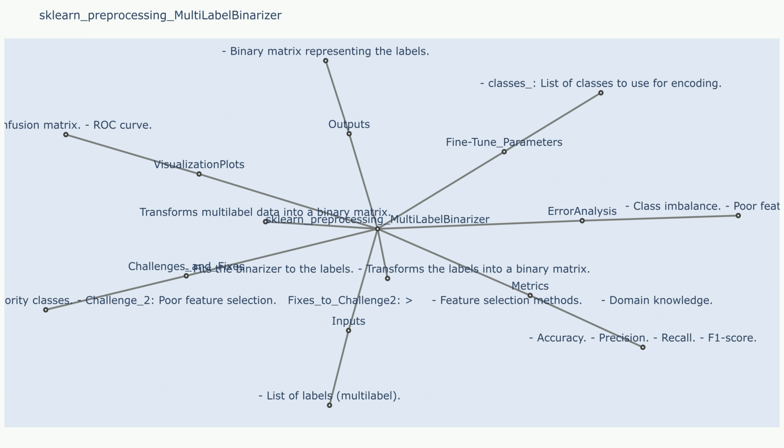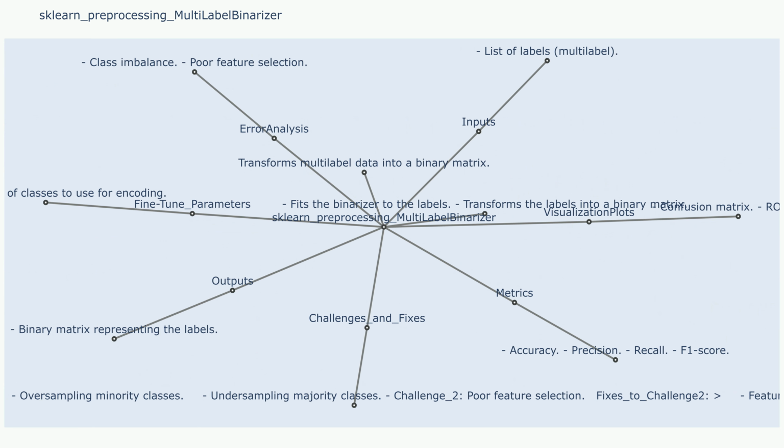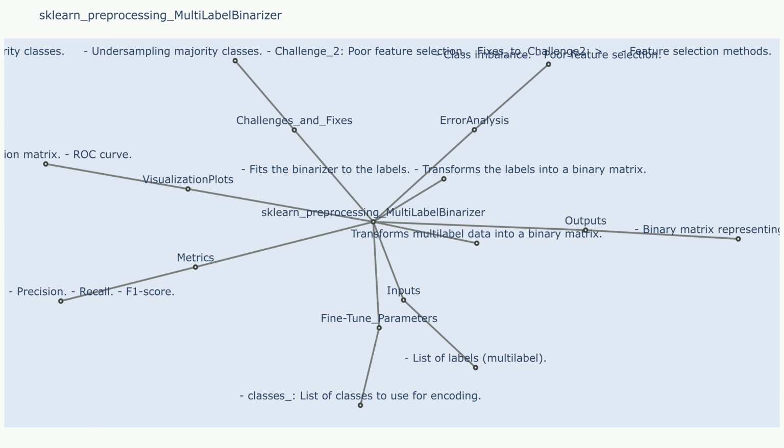Visualization plots. Confusion matrix. This plot shows the distribution of true and predicted labels. Precision-recall curve. This plot shows the trade-off between precision and recall for different thresholds. ROC curve. This plot shows the trade-off between true positive rate and false positive rate for different thresholds.